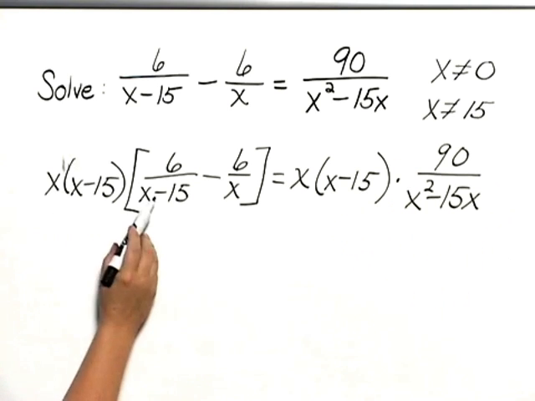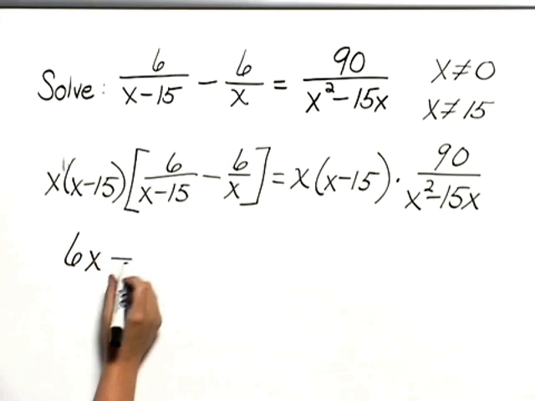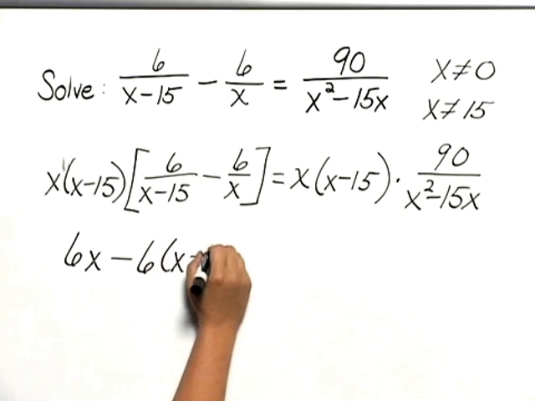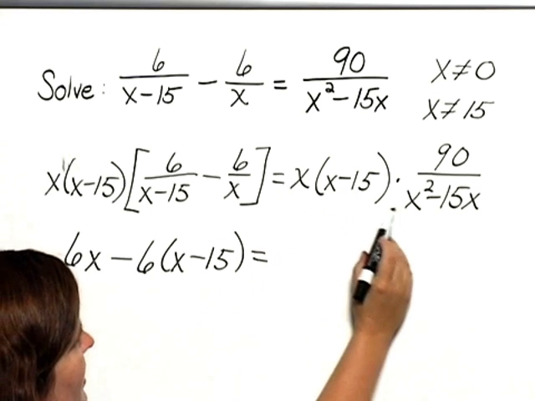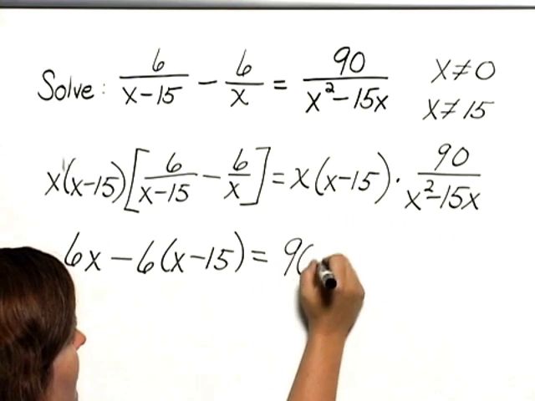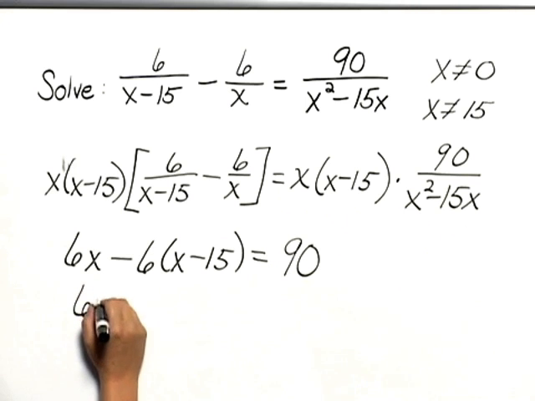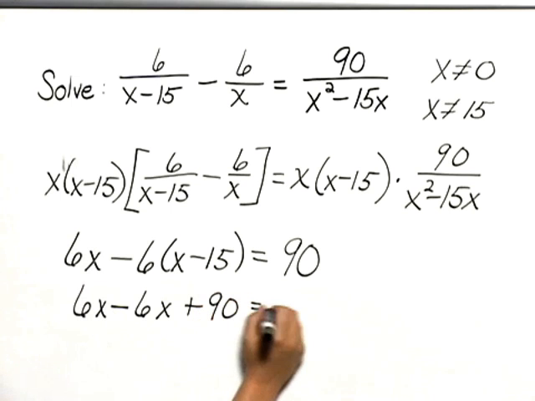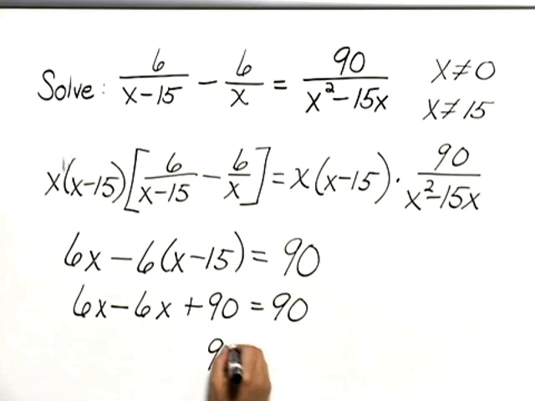Multiplying here, the x minus 15 over x minus 15 cancel, and we have 6x. Here the x over x cancel, and we have 6 times x minus 15. And here, x times x minus 15 is the same as x squared minus 15x, so it cancels, and we have 90. Multiplying and simplifying, we have 6x minus 6x plus 90 equals 90. This is 0, so we're left with a statement 90 equals 90.